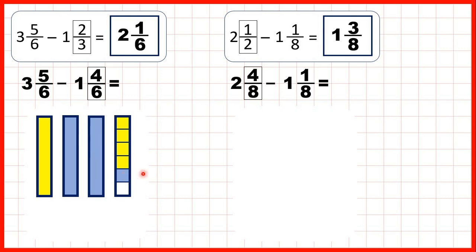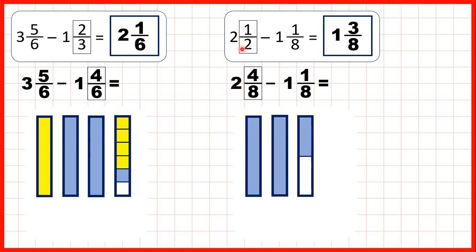Then we had 2 and 1/2. We saw that 2 and a half is the same as 2 and 4/8. So we were subtracting 1/8, then we subtracted 1 whole, and that left us with 1 and 3/8 as our answer.